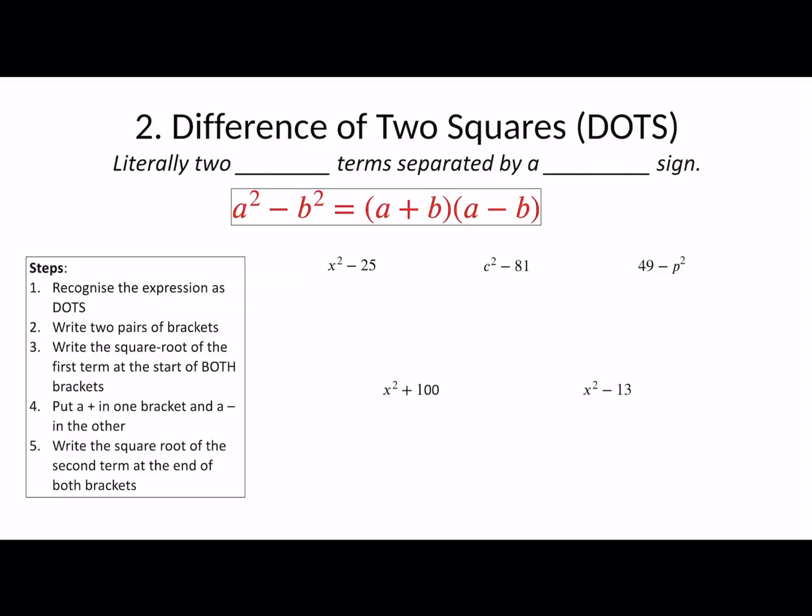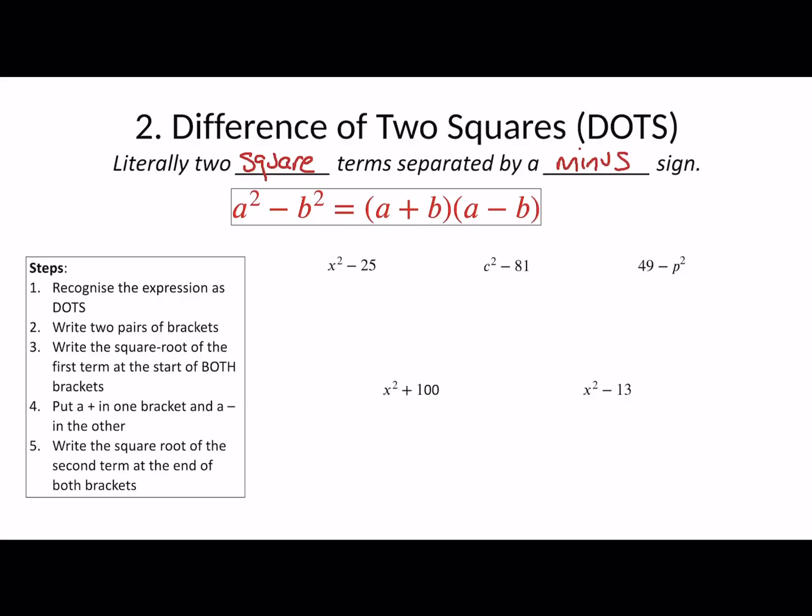Excellent. Now you've had plenty of practice with highest common factors. It's time to look at step number 2, which is actually probably the easiest one to recognise. It's the difference of 2 squares, or shortened to DOTS. It is literally 2 square terms that are separated by a minus sign. That's what you're looking for.